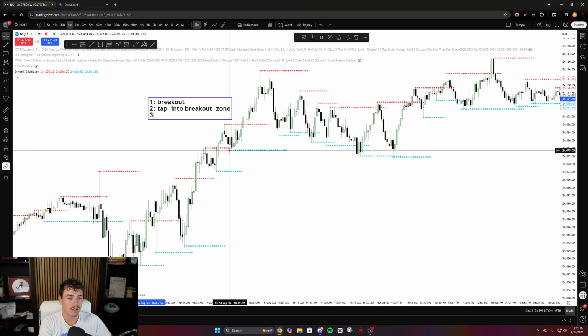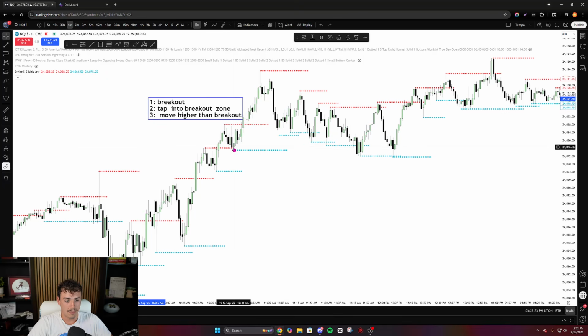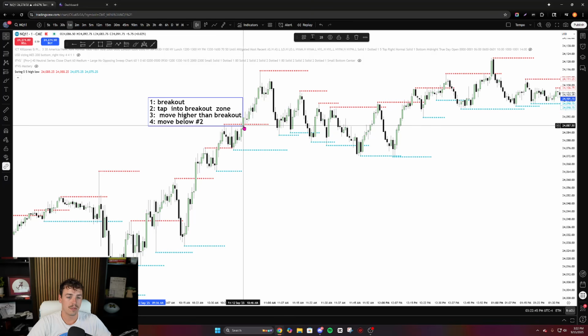The third step here is move higher than the breakout. So we break out initially, we pull back, we need to move above that first area where it broke out initially. Then the fourth step is we want it to move below number 2. It doesn't have to move below number 2, but preferably it would. I'm going to write not 100%, but is best.